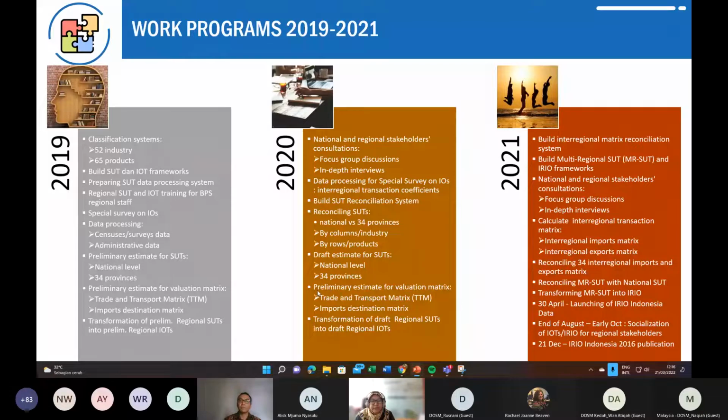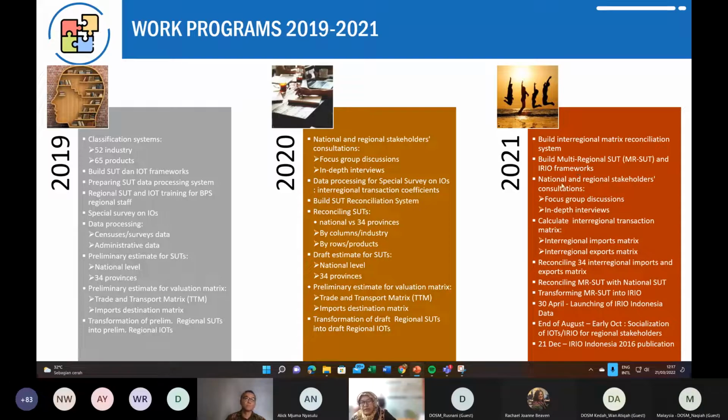The valuation metric compilation is also done at this stage to transform the SUT table into draft IO. In 2020 to 2021, we built the interregional matrix reconciliation system, and from this system we built the multi-regional SUT, or MR SUT, and IRIO framework.